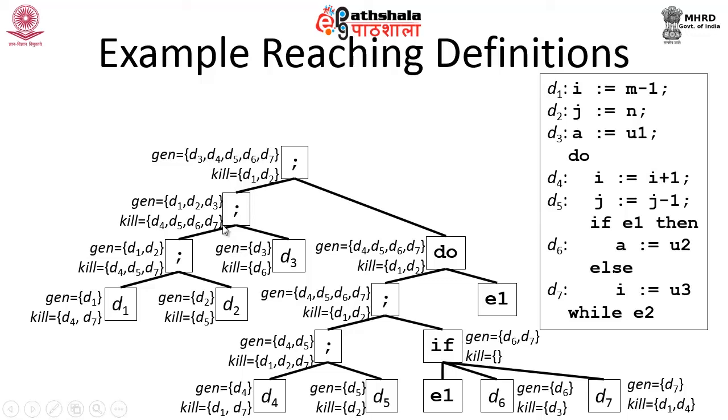So, is the case for kill. So, kill will be what? Kill of S2 union kill of S1 minus gen of S2. Therefore, D4 to D7 will get cancelled and that results in D1, D2. So, we will continue this on the next module also, anyway just computing gen and kill.